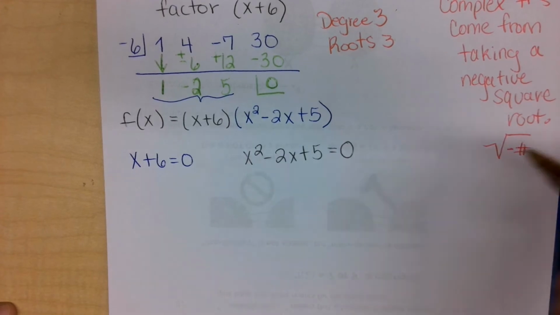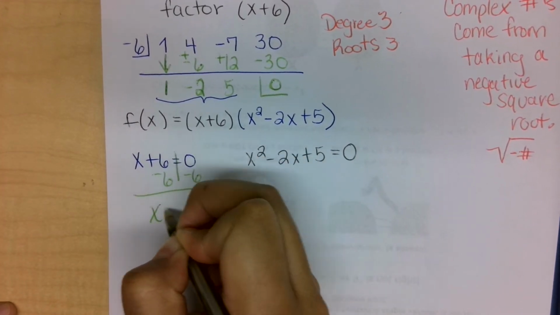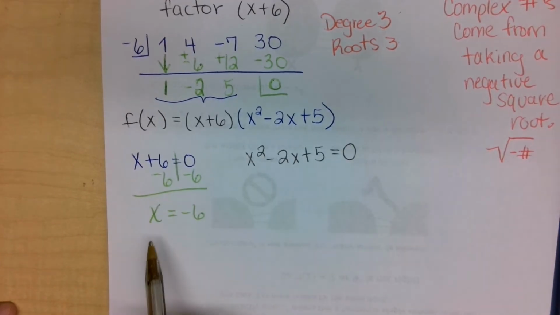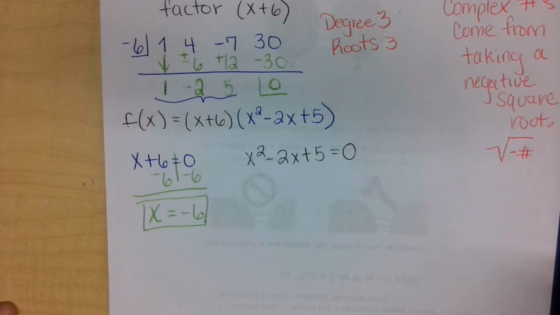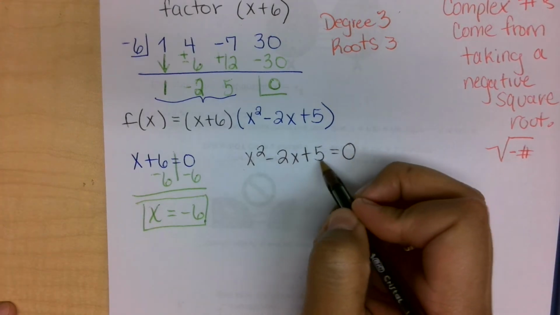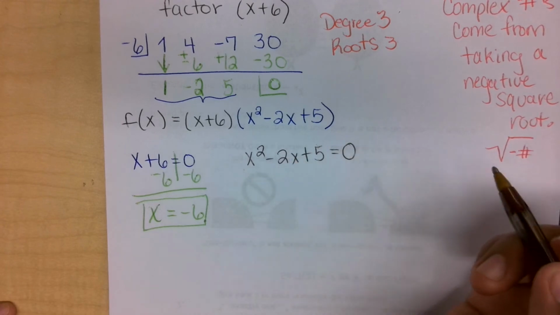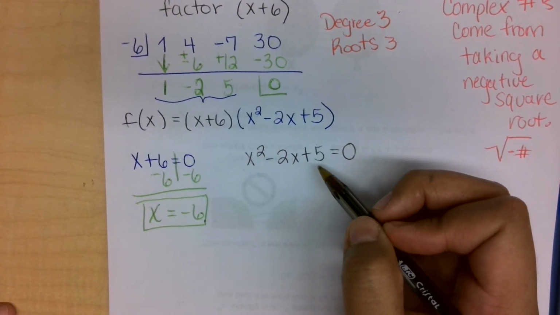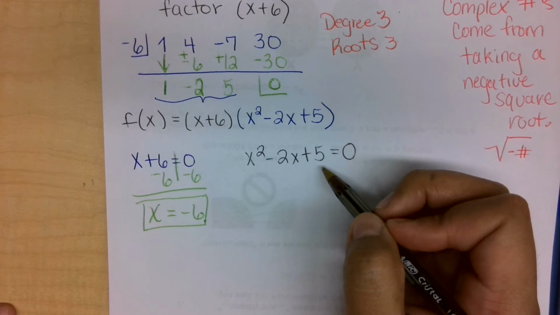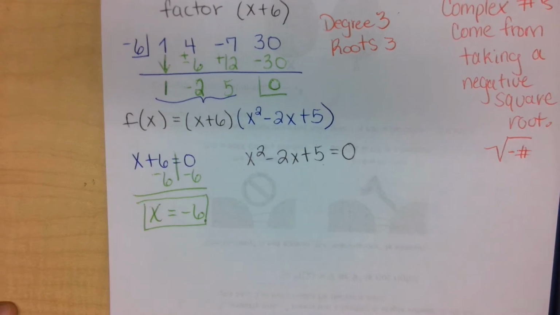The very first one is easy to solve. -6 minus 6. X equals -6. There's our first 0. Don't forget about this one. A lot of students tend to forget about that one. And then this one, we have to find two numbers that multiply to 5 and add to -2. You can try to factor it using the box method, but there are no two numbers that multiply to 5 and add to -2. So that tells us we got to use the quadratic formula.